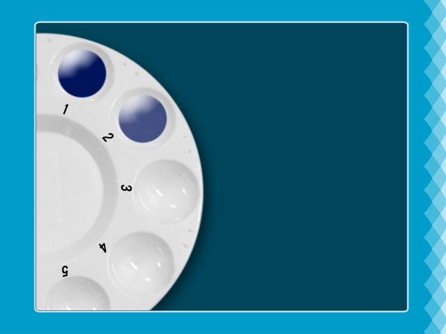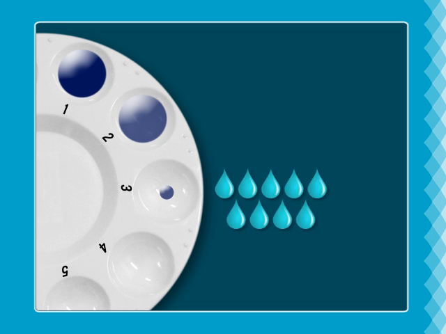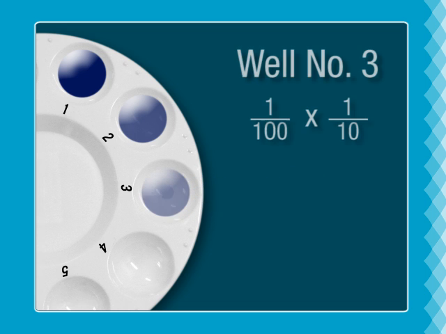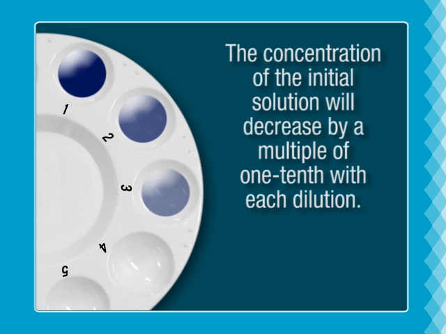Now let's take 1 drop from well number 2, which has a concentration of 1/100th, and place it in well number 3, and add 9 drops of water. Well number 3 has a dye concentration of 1/100th times the dilution factor of 1/10 or 1/1000th. So now you get it. The concentration of the initial solution will decrease by a multiple of 1/10 with each dilution.